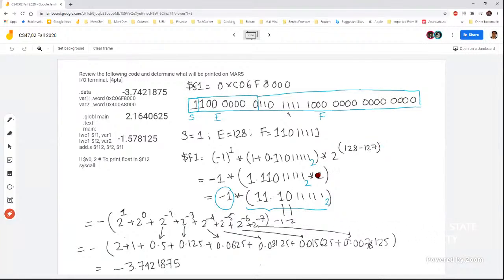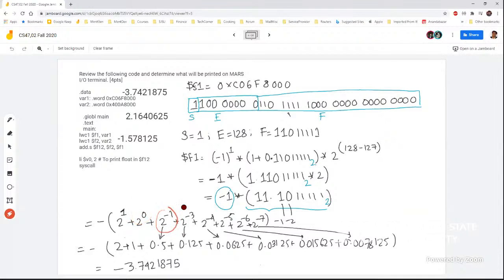So in this case, it is this multiplied by 2. If we multiply something by a power of 2, we basically move the floating point to the right by that many positions. So this is 2 to the power 1, and we move the floating point 1 position. So we get this bit pattern, 11.10111111.